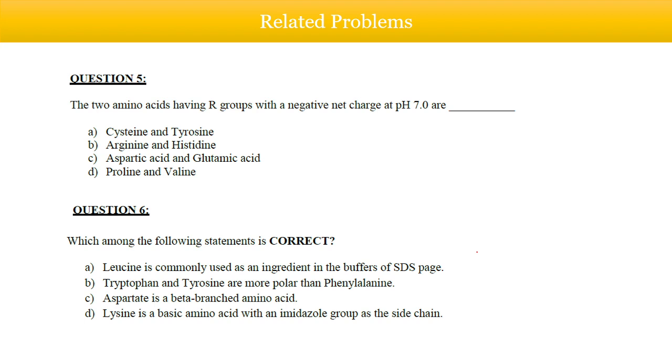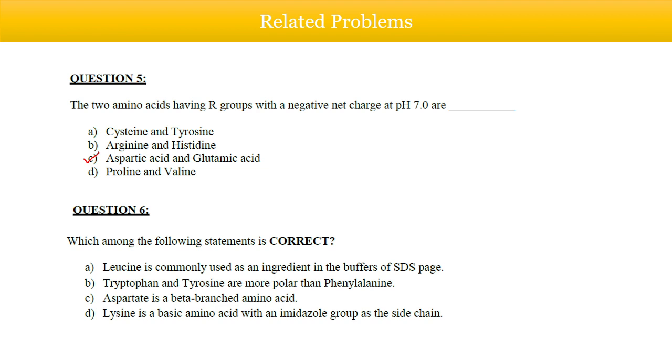Question number 5 asks about the two amino acids having an R group with a negative net charge at pH 7. The pKa of the R group of aspartic acid and glutamic acid are 3.65 and 4.25 respectively. Therefore, at a pH of 7, the forms would be aspartate and glutamate, with an overall negative charge. So the right answer is C, aspartic acid and glutamic acid.